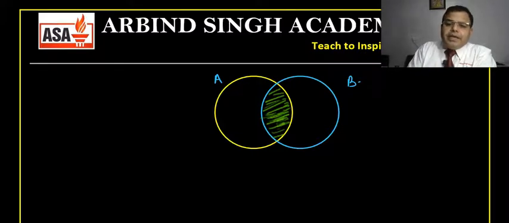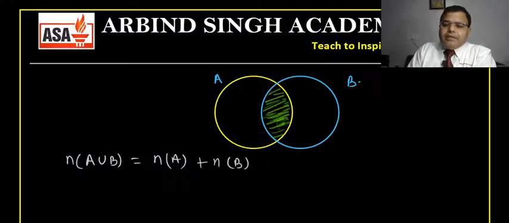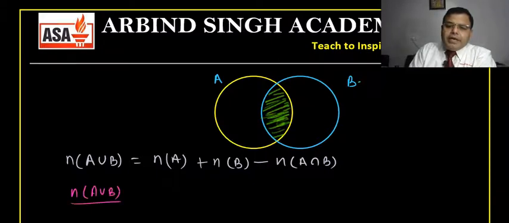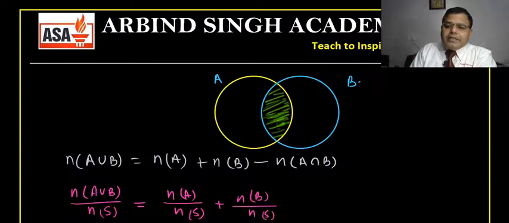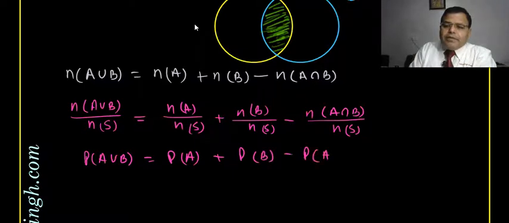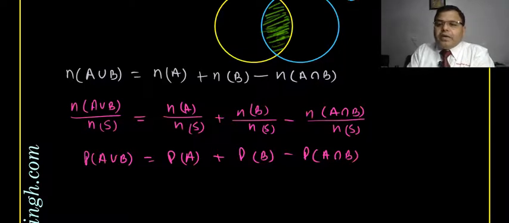From set theory, if I write n(A union B), then this is n(A), the number of elements in A, plus n(B), the number of elements in B, minus n(A intersection B). But the intersection has been added twice, so we need to subtract it once. Now if I divide all these things by n(S), then n(A union B) divided by n(S) is equal to n(A) divided by n(S) plus n(B) divided by n(S) minus n(A intersection B) divided by n(S). Then this formula comes: probability of A union B is equal to probability of A plus probability of B minus probability of A intersection B. This is the rule called the algebra of probability.